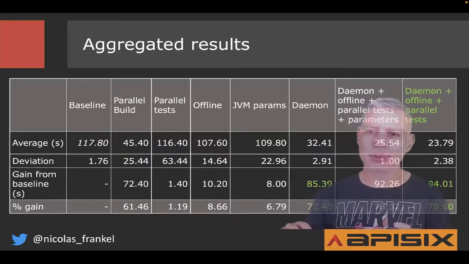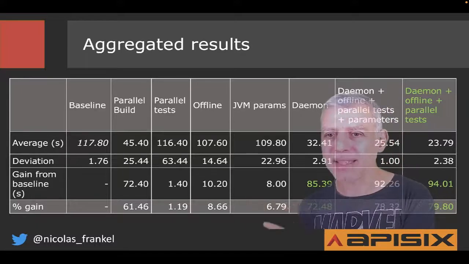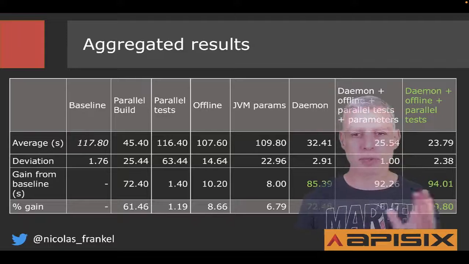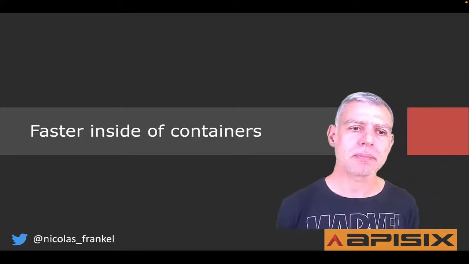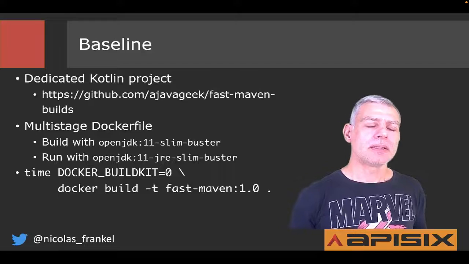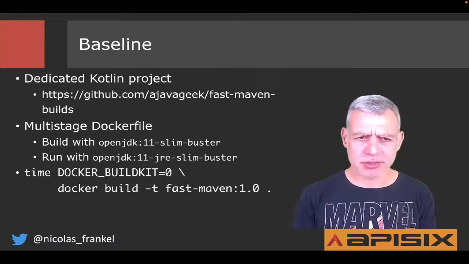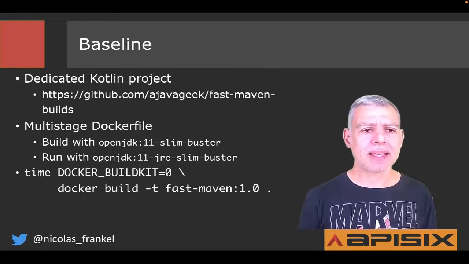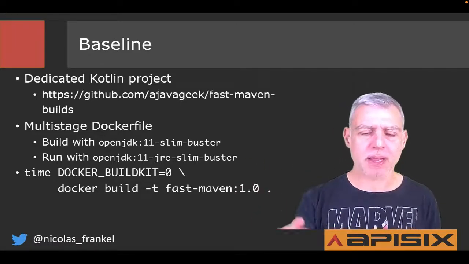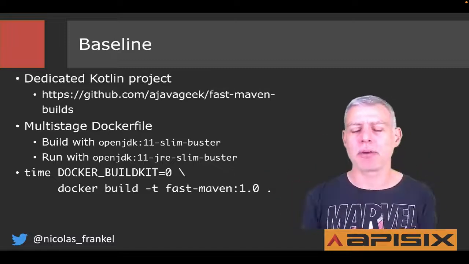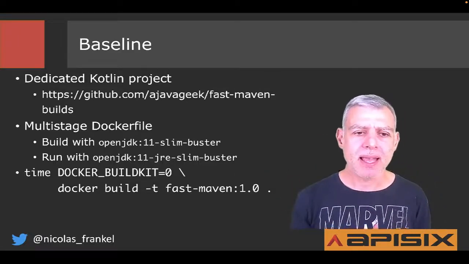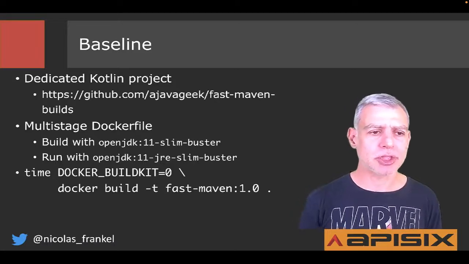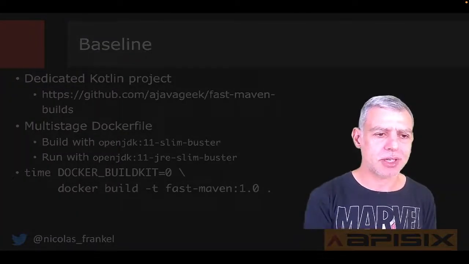Now what I want to show you is how we can do that inside of containers. As already hinted, it's a bit different, if not completely different. So the baseline here will be different. It's just a stupid Kotlin project that I have created. And then I have a multi-stage Dockerfile. I will build with the JDK, I will run it with the JRE, and as you can see, I will be using the time command to check how long it takes.